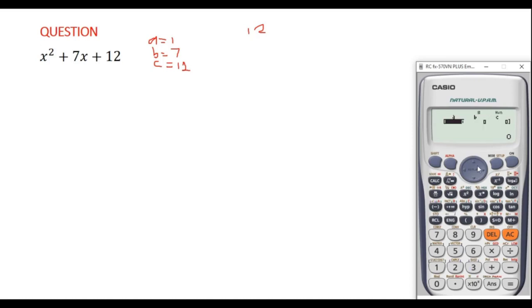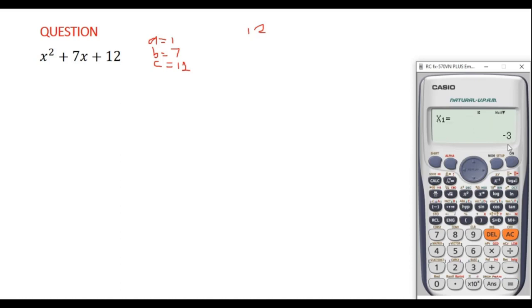You can see from here that the calculator is asking you for A, B, and C. First you input A. We know that A is 1, so you press 1, then you press equal to. It's asking you for B. B is 7, so you press 7 and press equal to. It's asking you for C. C is 12, so you press 12 and press equal to. Then finally you press equal to.